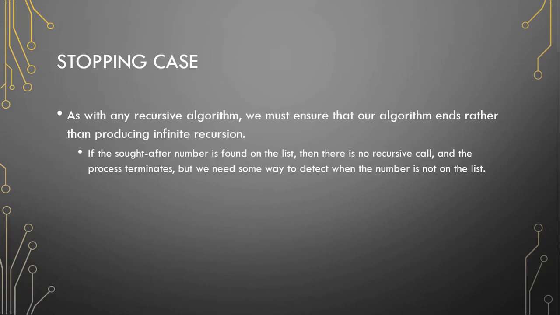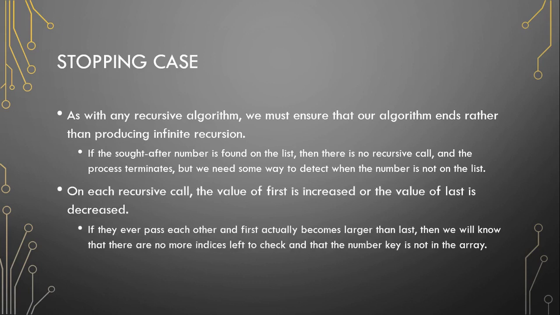That gets us to our stopping cases. As with any recursive algorithm, we have to ensure that our algorithm is going to end rather than produce infinite recursion, because it's obviously not going to be good for us if we have infinite recursion in our hands. If the sought after number is found on the list, then there is no recursive call and the process terminates. We still need some way to detect whether or not the number is on the list. So on each recursive call, the value of first is increased or the value of last is decreased. Pretty simple and straightforward. Now, the caveat with this is if they ever pass each other and first actually becomes larger than last, well, then we're going to know that there's no more indices left to check, and the number is not in the array.